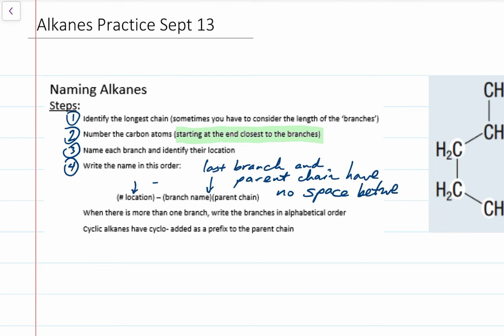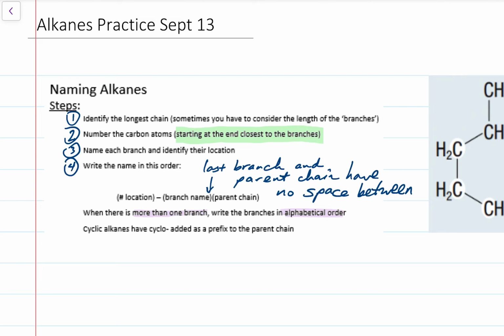Now, we're going for the lowest number possible for our locations, but if we have more than one branch, we need to write them in alphabetical order. So it's really important to know your ABCs.